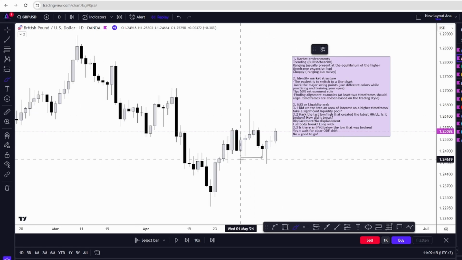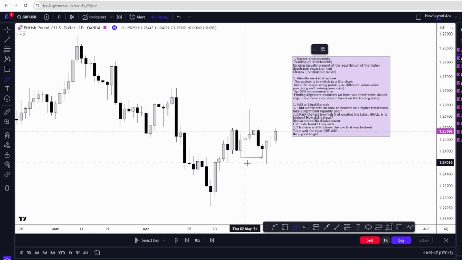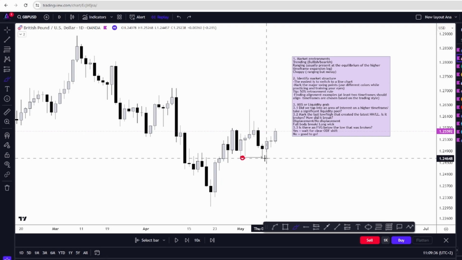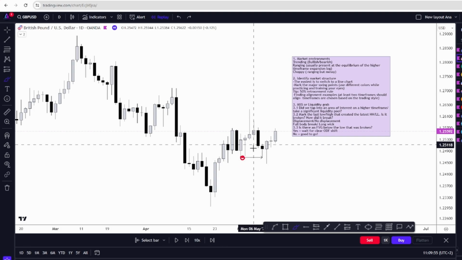So in this case, which was the low that created the latest high? It was this one here. Is it broken? Yes, it is broken. But how did it break? Did it break with displacement or with a full body candle, which is the higher confirmation? In this case, the answer is no. We didn't have displacement and we just had a long wick that liquidated this low and came back in the same range. This is telling me that, hey, be careful, this is most probably just a liquidity grab.